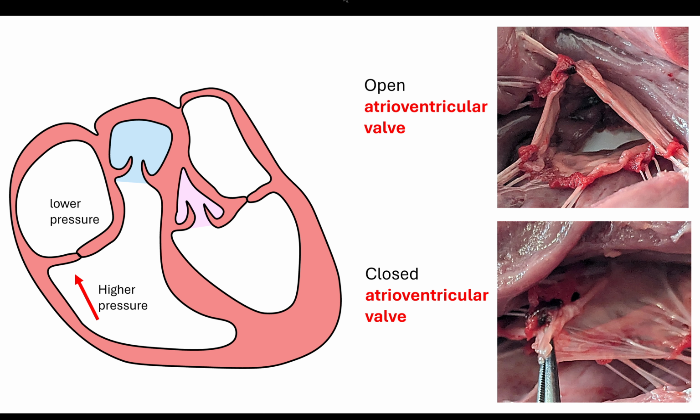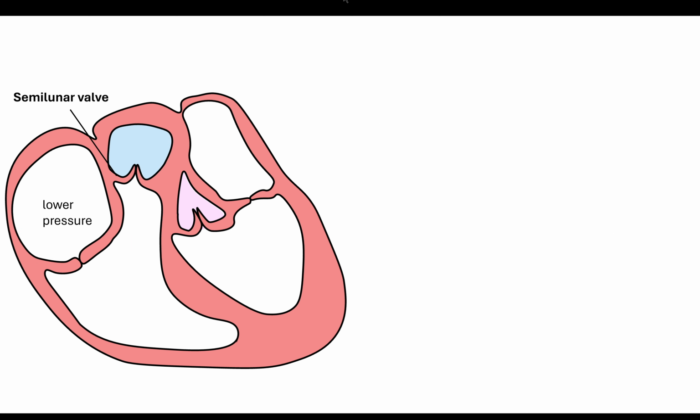Now, because the ventricles are contracting, they're at a higher pressure, that is going to be greater than the pressure in the aorta or the pulmonary artery, and that therefore means that the semilunar valve is now going to be open because the blood, as it's being squeezed out, is pushing through, opening those semilunar valves.